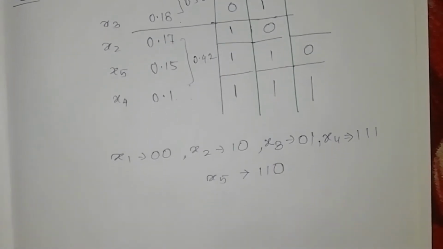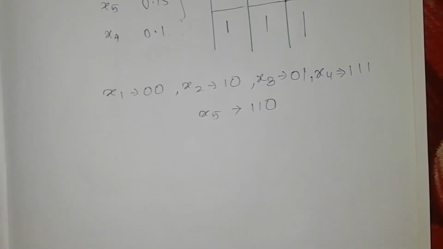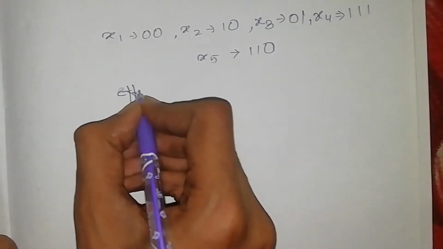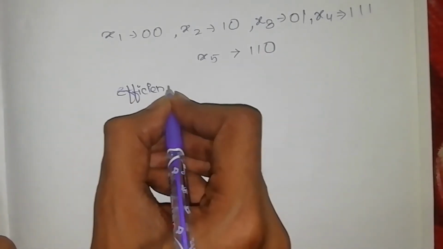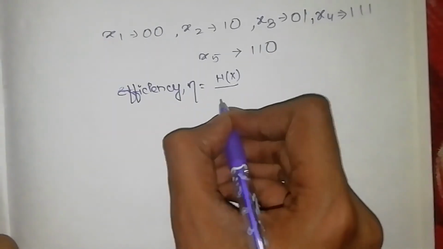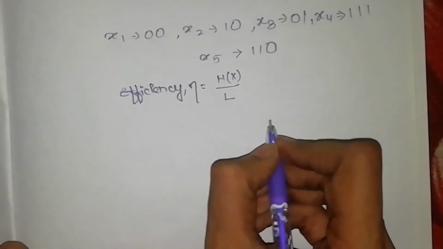Now we can easily find the efficiency of this method. As we know, efficiency eta is equal to entropy H(X) divided by L, that is the average code length.